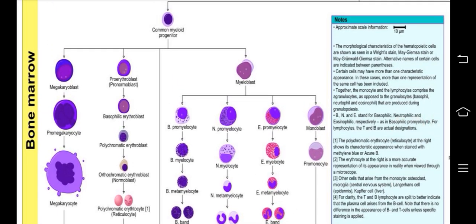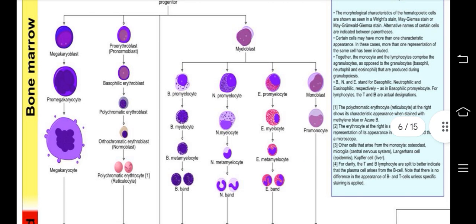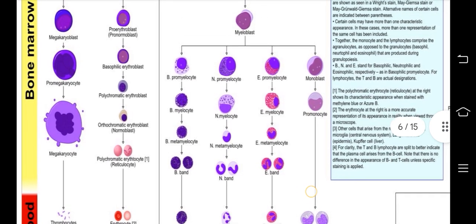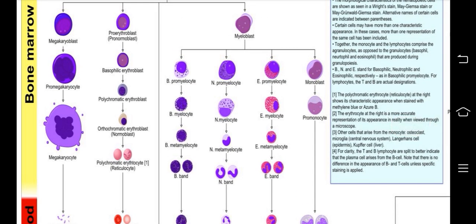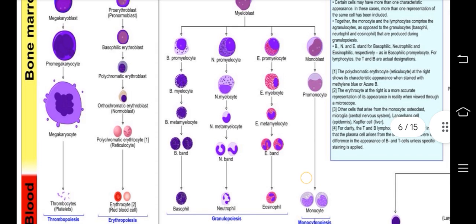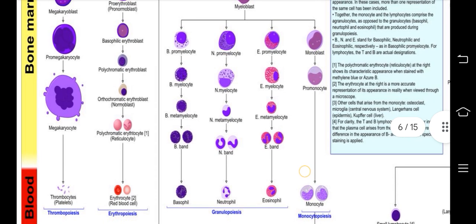Next, myeloblast, B promyelocyte, B myelocyte, metamyelocyte, B band, basophil. Then N promyelocyte, N myelocyte, N metamyelocyte, N band, neutrophil. Then E promyelocyte, E myelocyte, E metamyelocyte, E band and eosinophil.